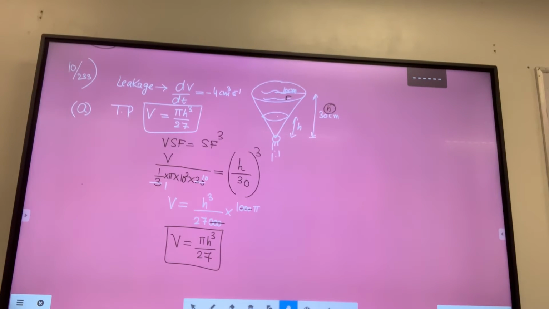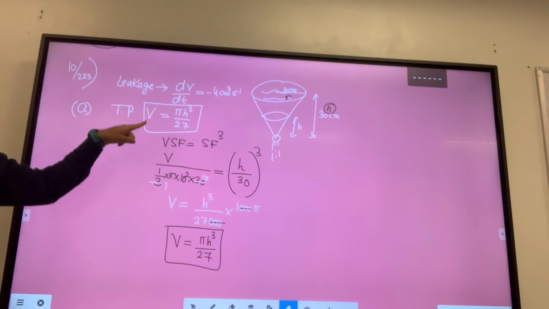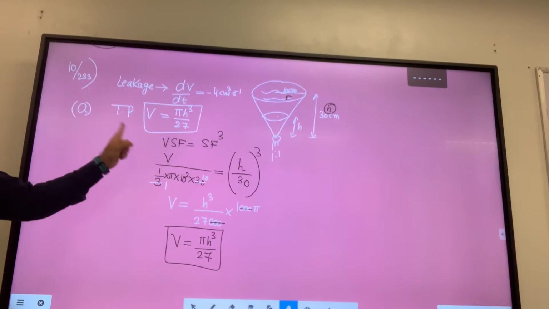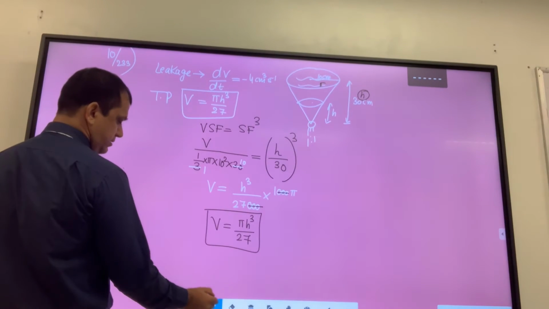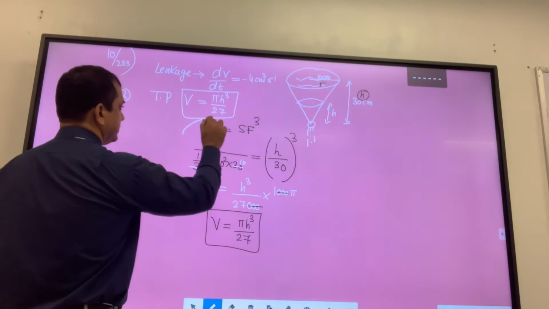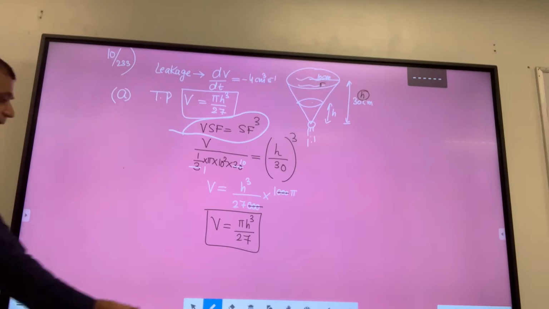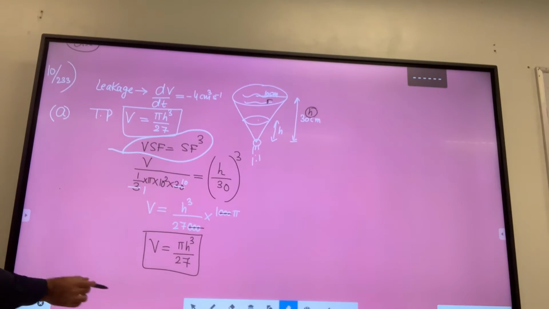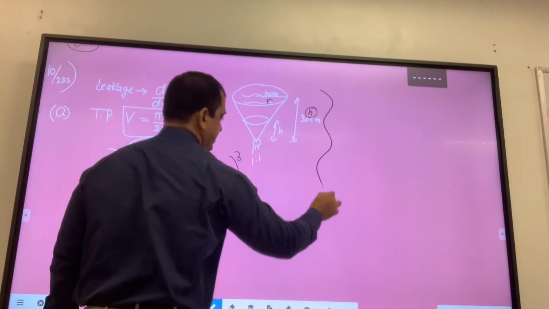Now see, we have been asked to prove that reduced volume up till height h is V equals pi h cube by 27. We have done it by using one concept of volume scale factor with scale factor. This one. Is that clear? Any doubt in A part, you can ask me now. Otherwise, on this side, I will try to solve B part. Okay?